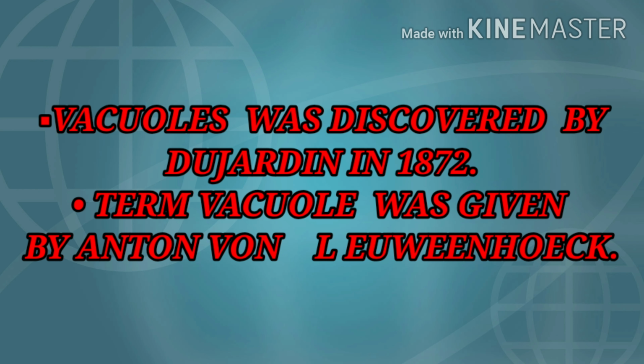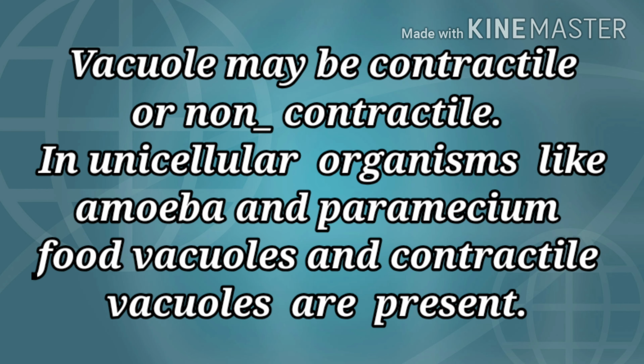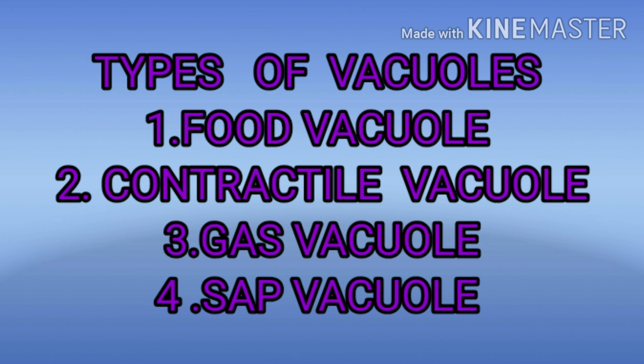Vacuole was discovered by Dujardin in 1872, and the term vacuole was given by Anton von Leeuwenhoek. Vacuole may be contractile or non-contractile. In unicellular organisms like amoeba, paramecium, both food vacuole as well as contractile vacuoles are present. So let's see the types of the vacuoles.